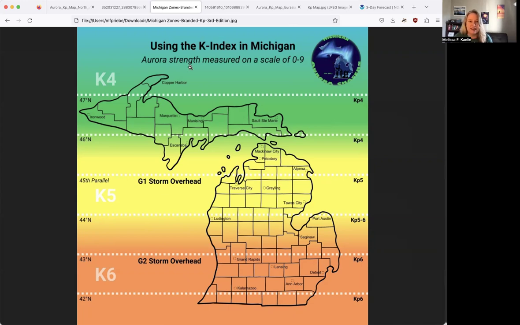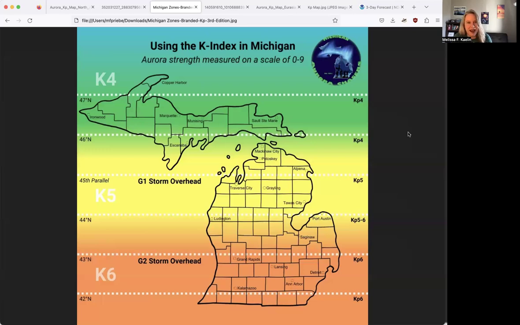The K index is an index that measures geomagnetic activity on a scale of 0 to 9, 0 being the weakest, nothing is happening anywhere in the world, 9 being the strongest. That will push the northern lights south or the southern lights north, closer to the equator. So 9 is the strongest, 0 is the weakest, and this is geomagnetic activity, actually.